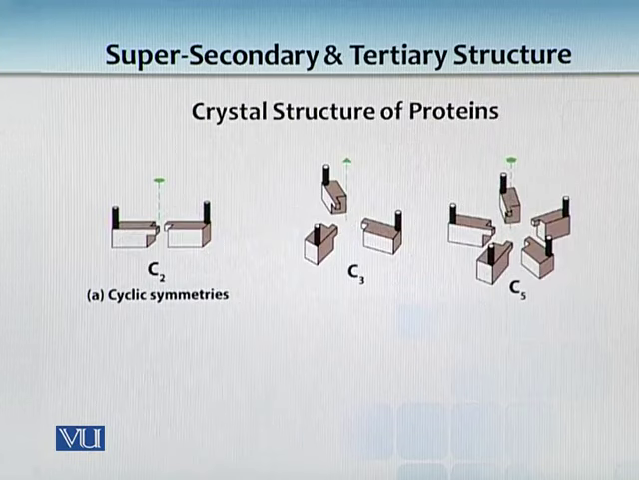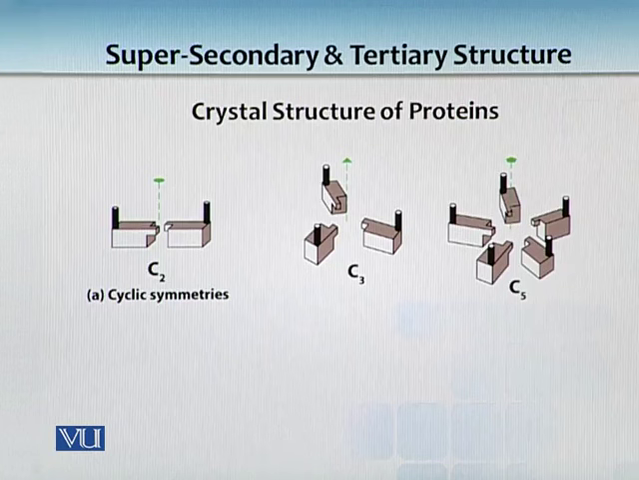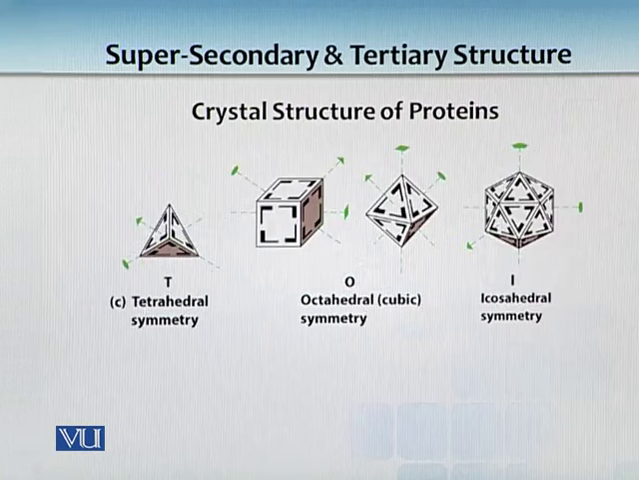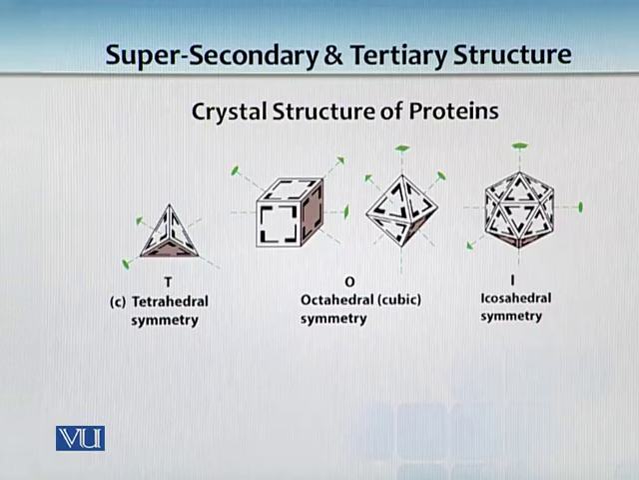लेकिन हम क्योंकि these are regular structures, तो हम इनको क्रिस्टलाइज कर सकते हैं. And once we can get crystal structures, then we can actually see कि एक एक एटम कहाँ पैक है. There can be cyclic symmetries, there can be dihedral symmetries and tetrahedral symmetries, octahedral symmetry and icosahedral symmetry.